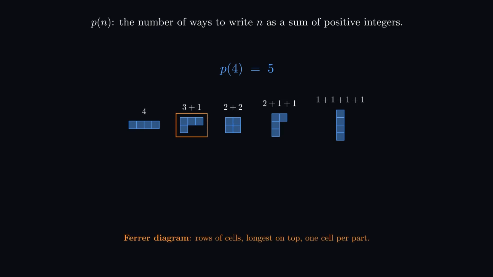Stack the parts as rows of cells with the longest row on top. The shape captures the partition. From here on, we will reason about partitions through these shapes.